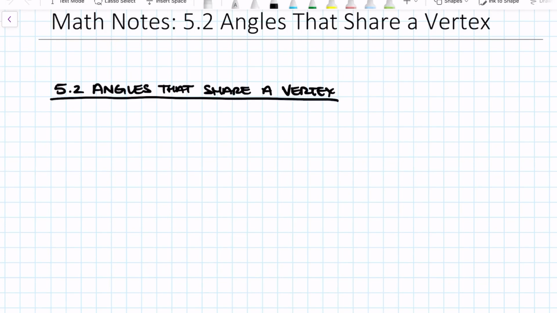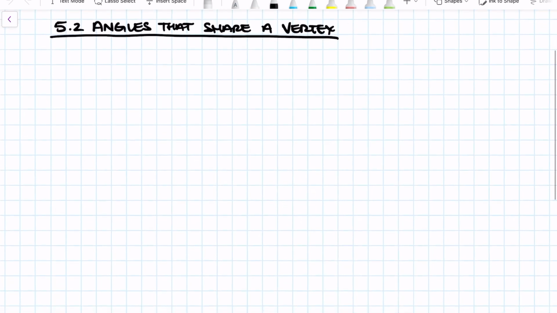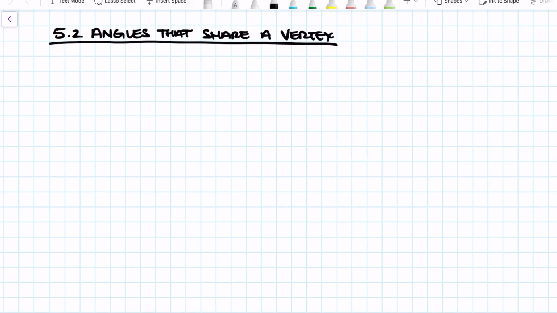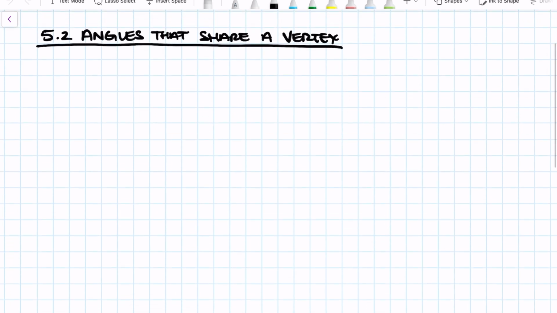Hello students, we're going to build on our knowledge from yesterday, talking about complementary and supplementary angles that are adjacent. Today we're going to talk about some more adjacent angles, but this time they're not just on a line or on a right angle. They're going to be found on a circle. So the title of this is 5.2 Angles That Share a Vertex. Go ahead and write this down. You can pause the video if you need to and just click play whenever you're ready.